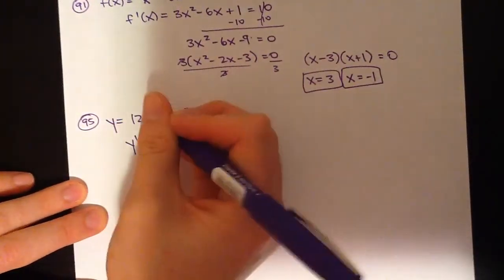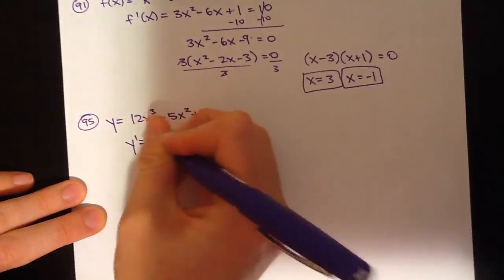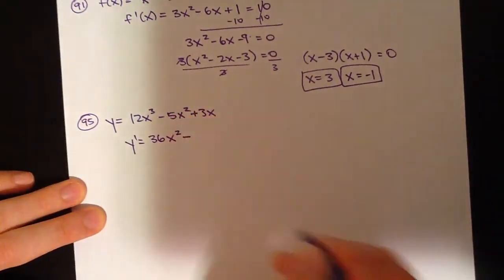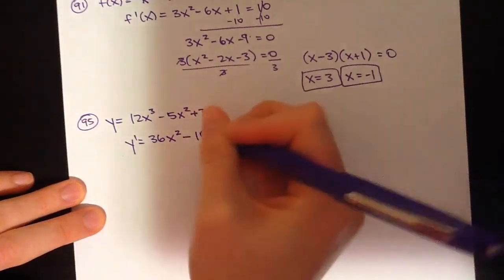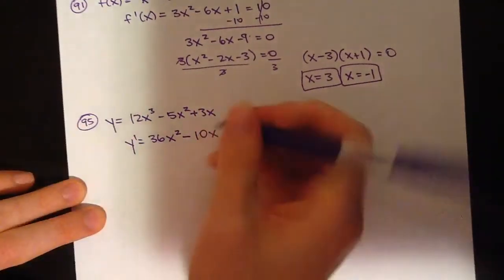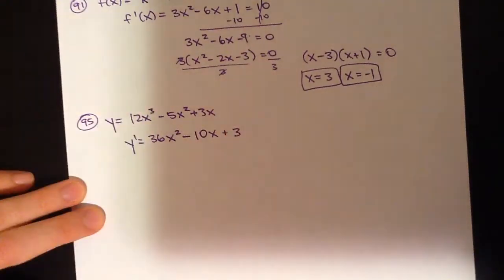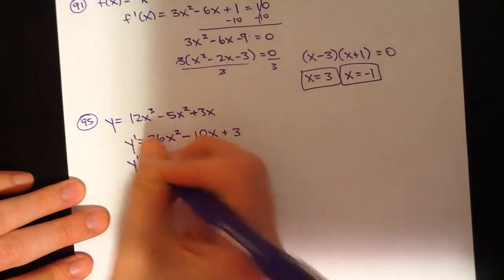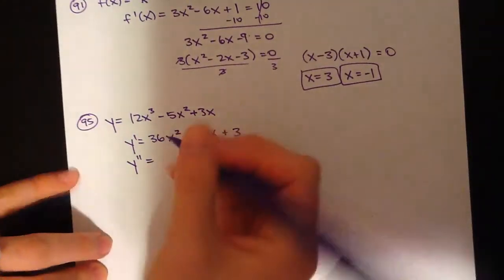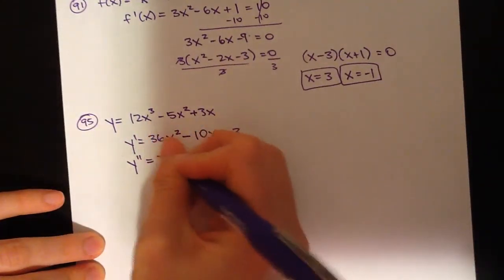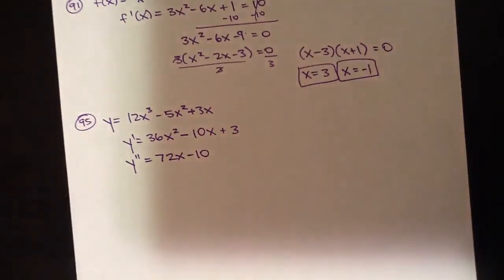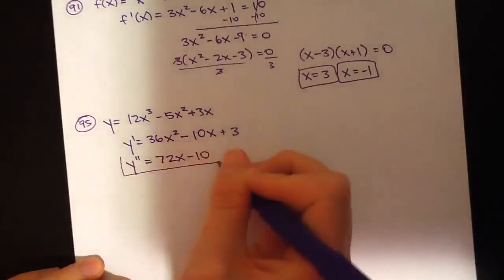So y prime equals 3 comes out front, multiplies by the 12, power drops down to 2, minus 2 comes out front, multiplies by the 5, power drops down to 1, and then the derivative of 3x, since it's linear, is just a 3. Then to get the second derivative, I take the derivative of that function. So again, 2 comes out front, multiplies by the 36, and then the derivative of 10x is just 10 because it's linear. Derivative of 3 is 0 because it's a constant, and so this would be my second derivative.